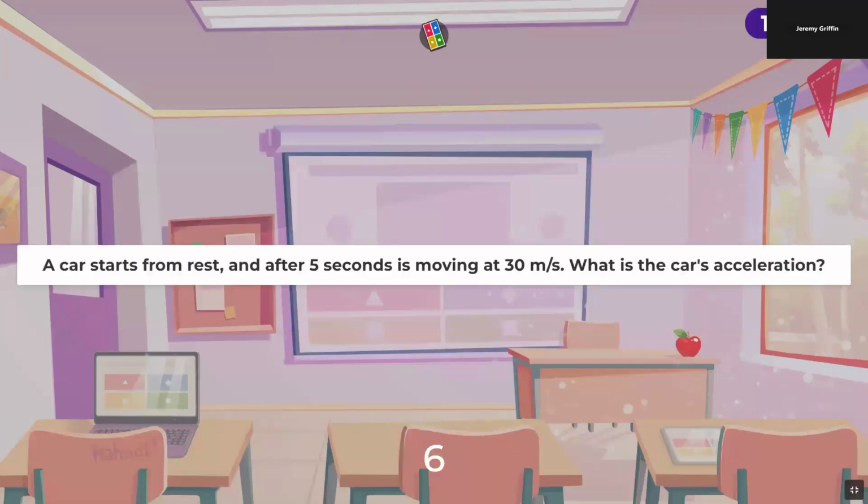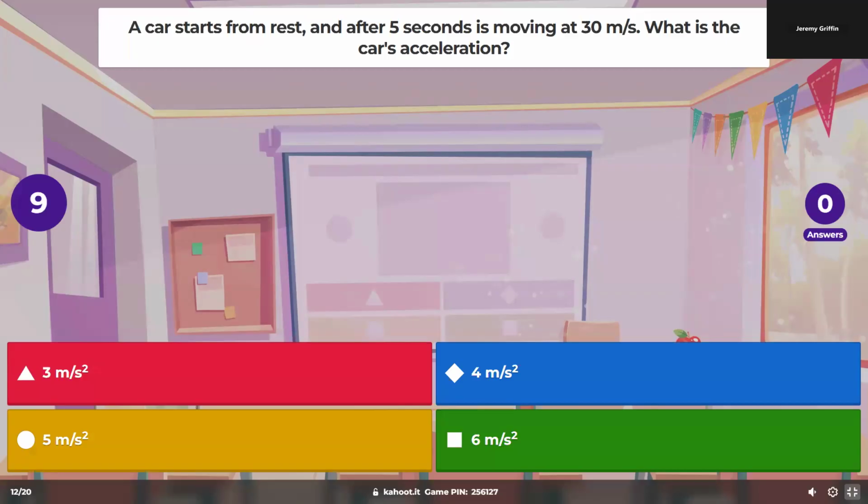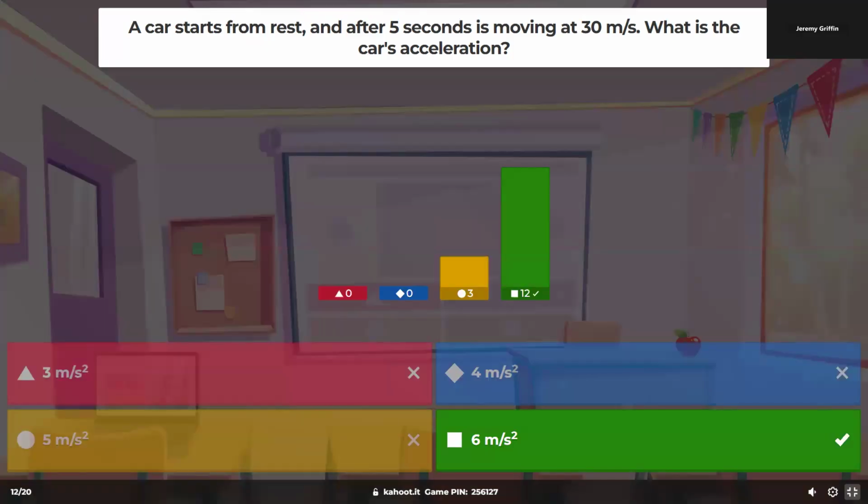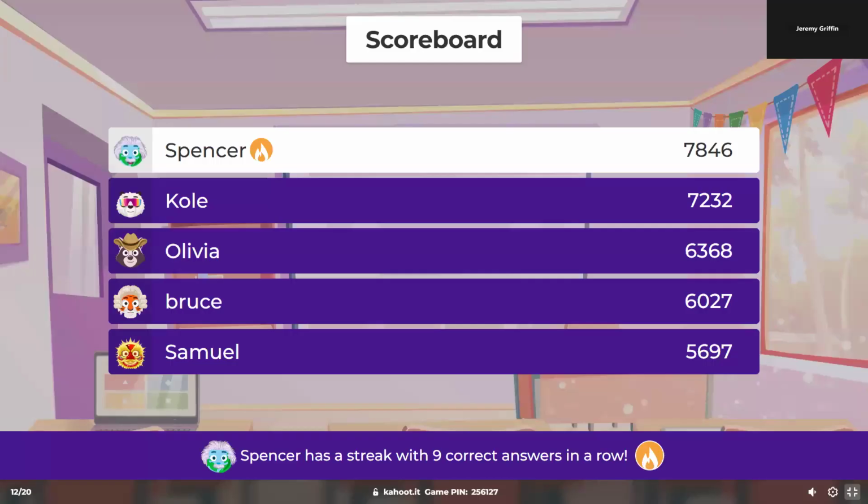Car starts from rest. After 5 seconds, it's picked up to 30 meters per second. What's the acceleration? 6 meters per second squared. So 5 times 6 is 30, basically. Right? So 6 meters per second squared acceleration times 5 seconds brings you up to 30 meters per second. Second kinematic equation.